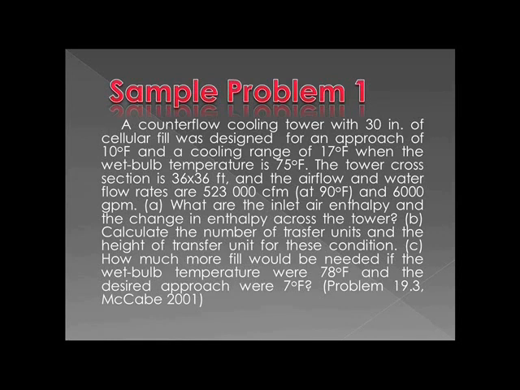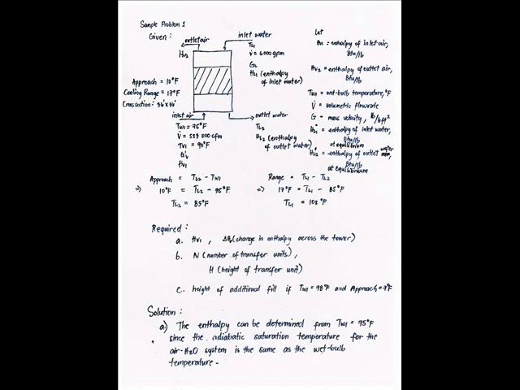Letter A. What are the inlet air enthalpy and the change in the enthalpy across the tower? Letter B. Calculate the number of transfer units and the height of transfer unit for this condition. Letter C. How much more fill would be needed if the wet bulb temperature were 78 degrees Fahrenheit and the desired approach were 7 degrees Fahrenheit? This problem is also problem 19.3 in McCabe 6th edition.